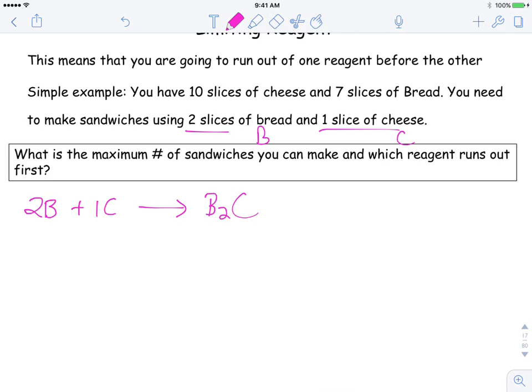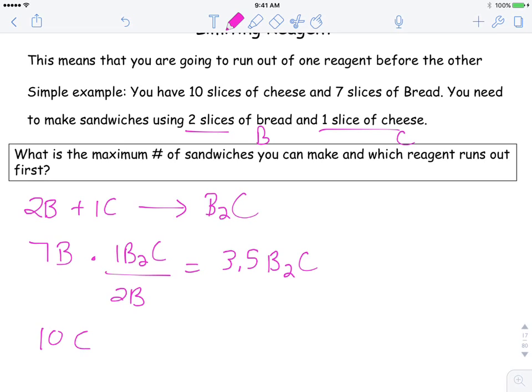So let's see what happens here. How can we figure that out? Well, if I take my 7 slices of bread, how many sandwiches could I make? Well, for every one sandwich, they are using 2 slices of bread. So this tells me that I can make 3.5 sandwiches. Well, if I have my 10 slices of cheese and I make 1 sandwich for every 1 slice of cheese, I can make up to 10 sandwiches.